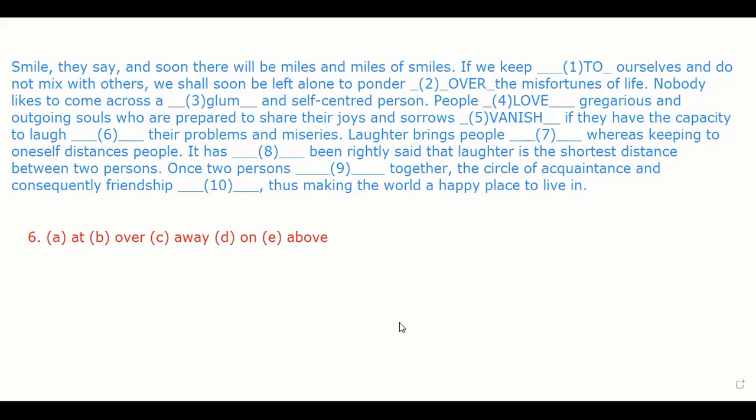People love gregarious and outgoing souls who are prepared to share their joys and sorrows vanish, when? If they have the capacity to laugh away their problems. You want to keep away the problems, miseries. Guys, you have to understand the oral sense: to laugh away their problems and miseries. Correct? Understood, guys?